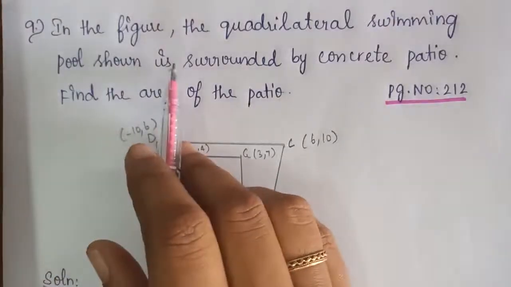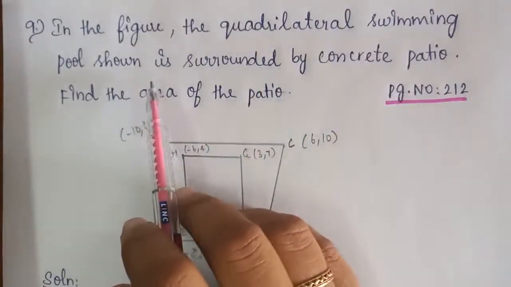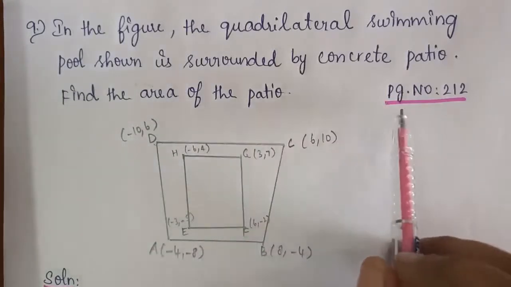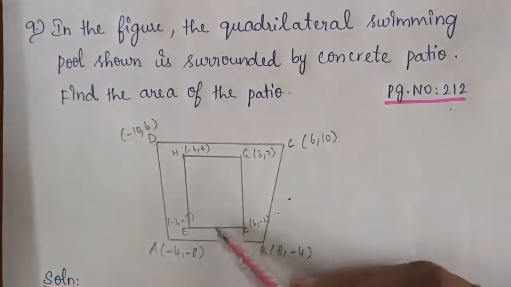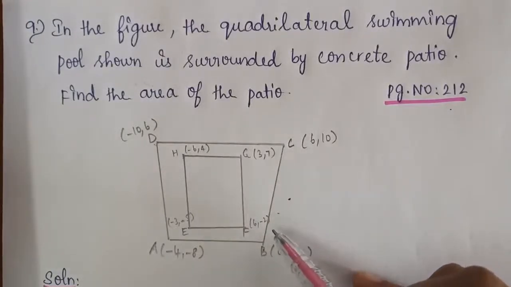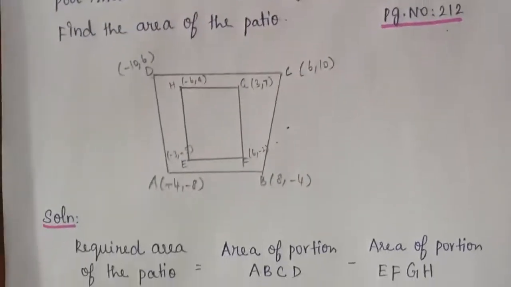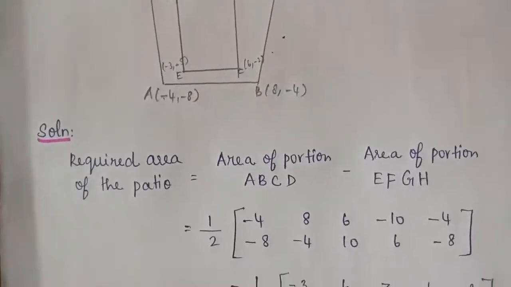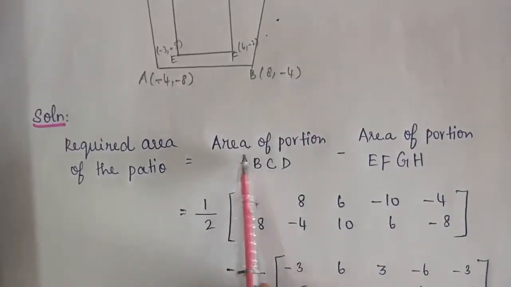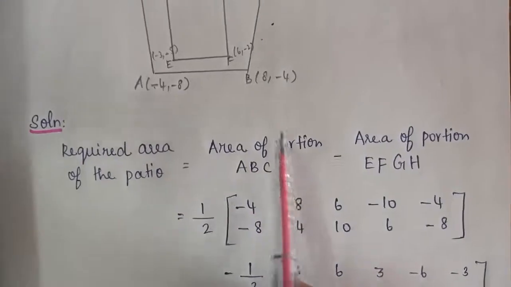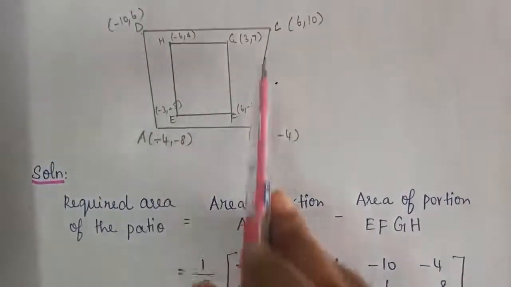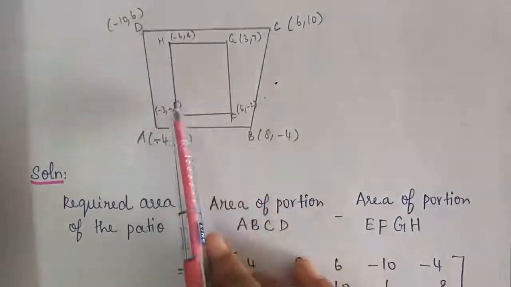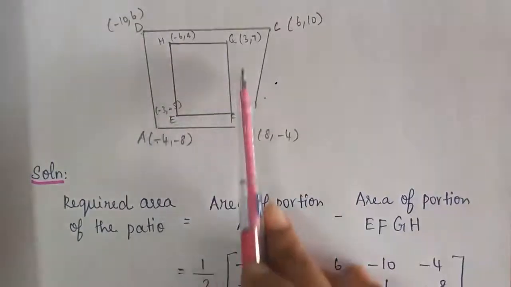Problem number 9. In the figure, the quadrilateral swimming pool shown is surrounded by a concrete patio. Find the area of the patio, which is on page number 212. For example, this will be a swimming pool and you have to find the area of the patio, that is nothing but the walking path. So solution: required area of the patio is equal to the area of the portion ABCD, the whole thing, minus the area of the portion EFGH. So you get the remaining area of this part.